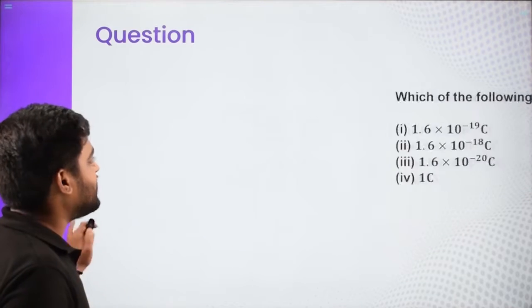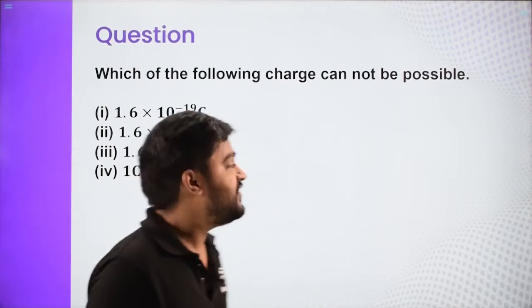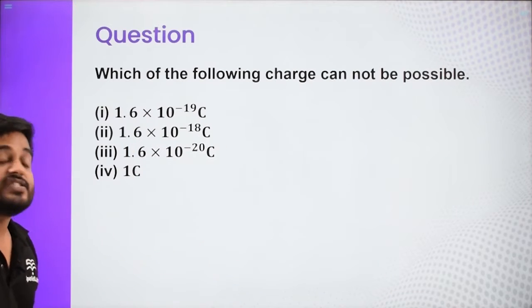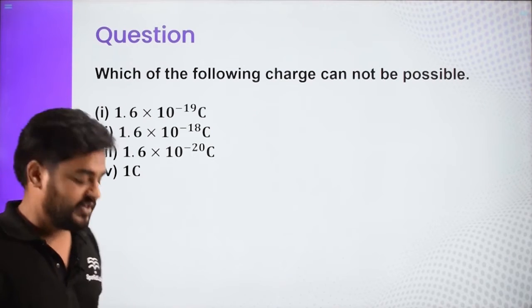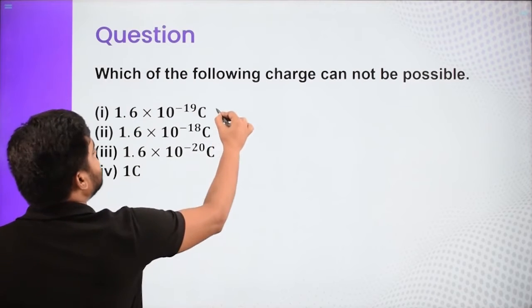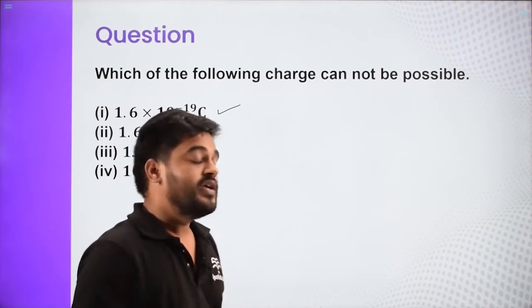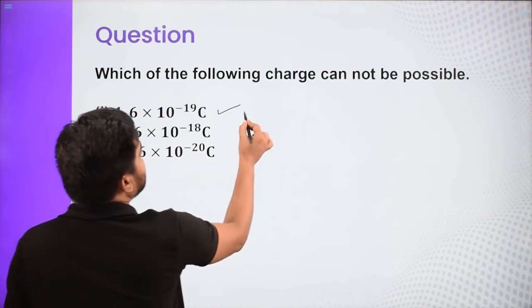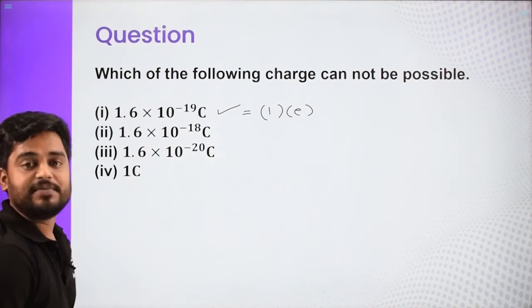Let us do a question regarding that. There is a question which says, which of the following charges cannot be possible? Which of these 4 charges is not possible at all? As you can see, all the charges are positive, so it means the electrons are leaving the object. If we discuss the first case, the charge of a single proton, that is possible because this is 1 times E. So this charge is definitely possible.